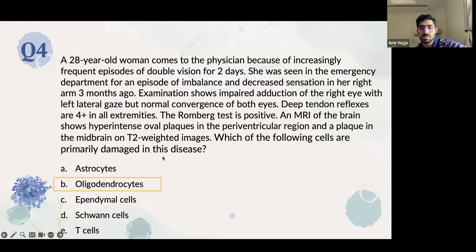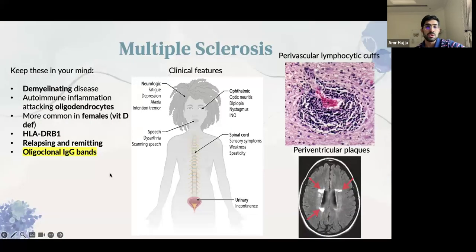Now, multiple sclerosis is a disease of the central nervous system, which is why the answer is B, not D. D, Schwann cells, are also responsible for myelination, but for the peripheral nervous system. For the central nervous system, we have oligodendrocytes. So the take-home message from multiple sclerosis: know the gene, know the things and keep them in mind, which is basically female, vitamin D deficiency, relapsing and remitting. All of these things they could put in the question, so you need to know more about the disease in order to be able to answer it.